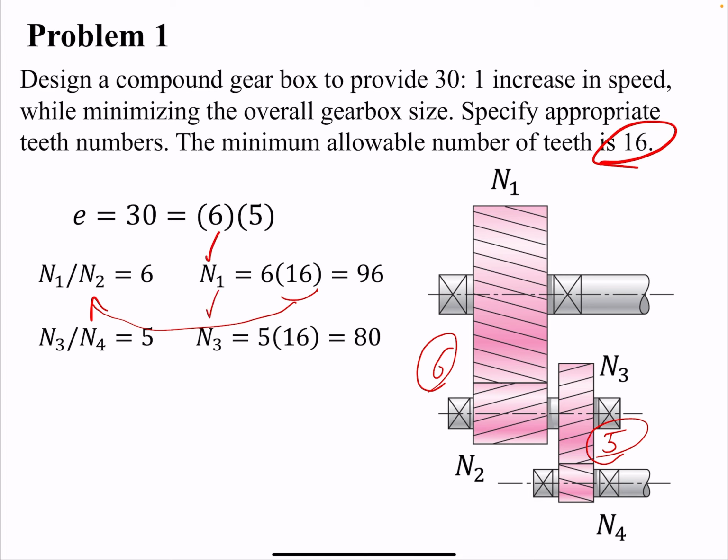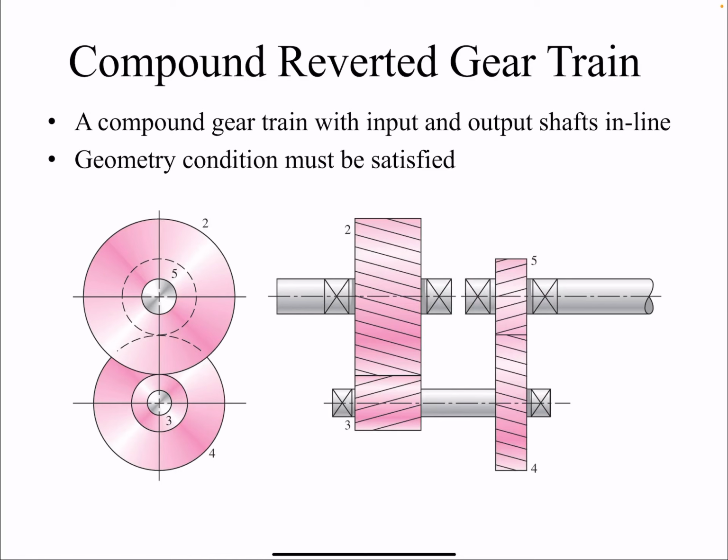N2 and N4, for the two small ones, we selected the minimum, 16. And then based on our gear ratio, we found the other two numbers of teeth. So we achieved a 30 to 1 ratio in speed using a gear train.